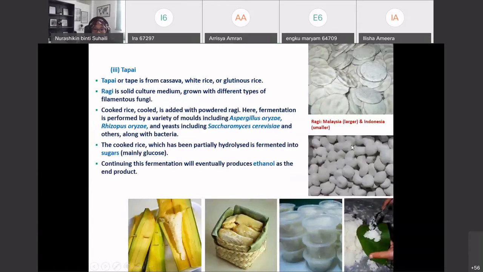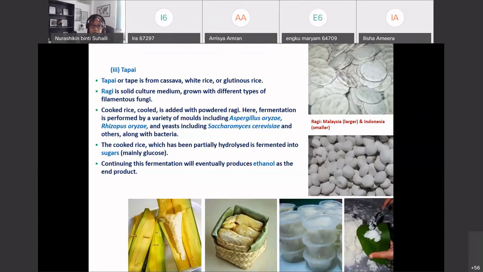And then we have tapai. Okay, tapai, kueh tapai. So kueh tapai is made from cassava, white rice, or glutinous rice. You can use it as the substrate, as the starting material that you feed to the ragi. So normally we use ragi, right, for tapai.